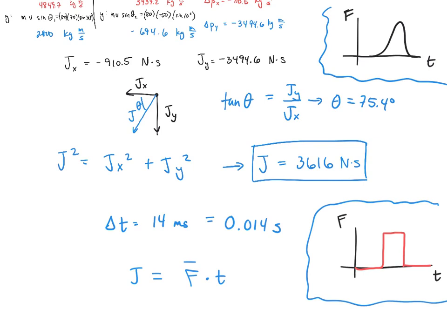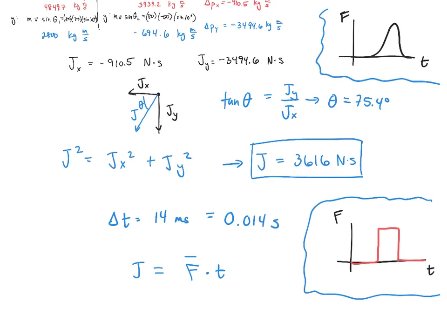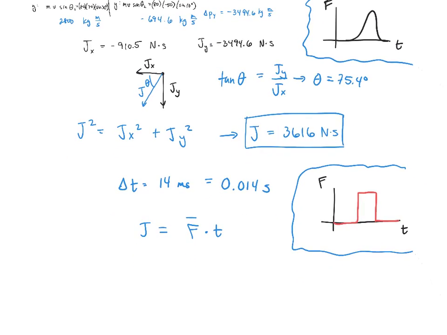So let's take J, 3616, and divide it by time, which is 0.014. What does that force come out to be approximately? Anyone got a number for me yet? What is it approximately? 757,946? No, 257. 257, 947 newtons. Yeah, that would hurt.